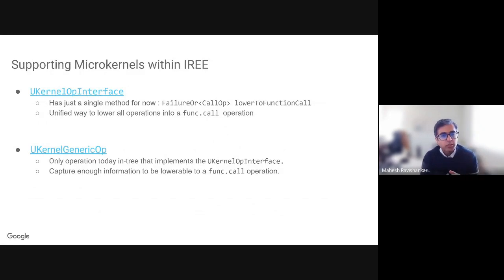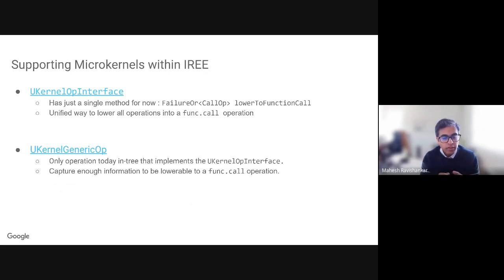So the basic support is done through use of an interface and ops that implement this interface. The interface that we added in IREE for now is the microkernel op interface. It's fairly simple right now. It doesn't do much. It's effectively just a way to call a method that lowers the microkernel into a function call. And it'll become clear why this is done through an interface as I go through the slides.